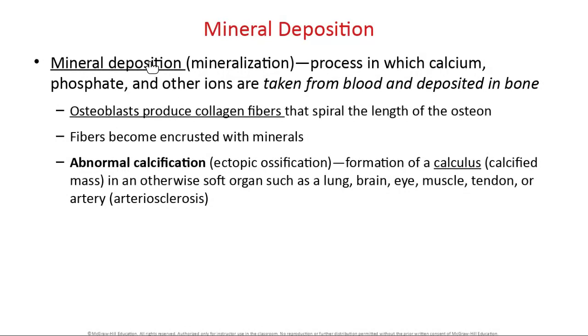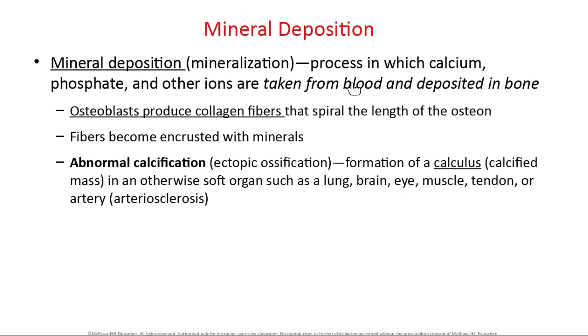So something called mineral deposition, this is simply just referring to when we are depositing minerals. The ones we really care about or that are most significant for bone homeostasis are going to be calcium, of course, and phosphate, because calcium and phosphate really make up the bulk of the mineral part of the osteoid. But there are other ions that are going to be part of this osteoid, of course.